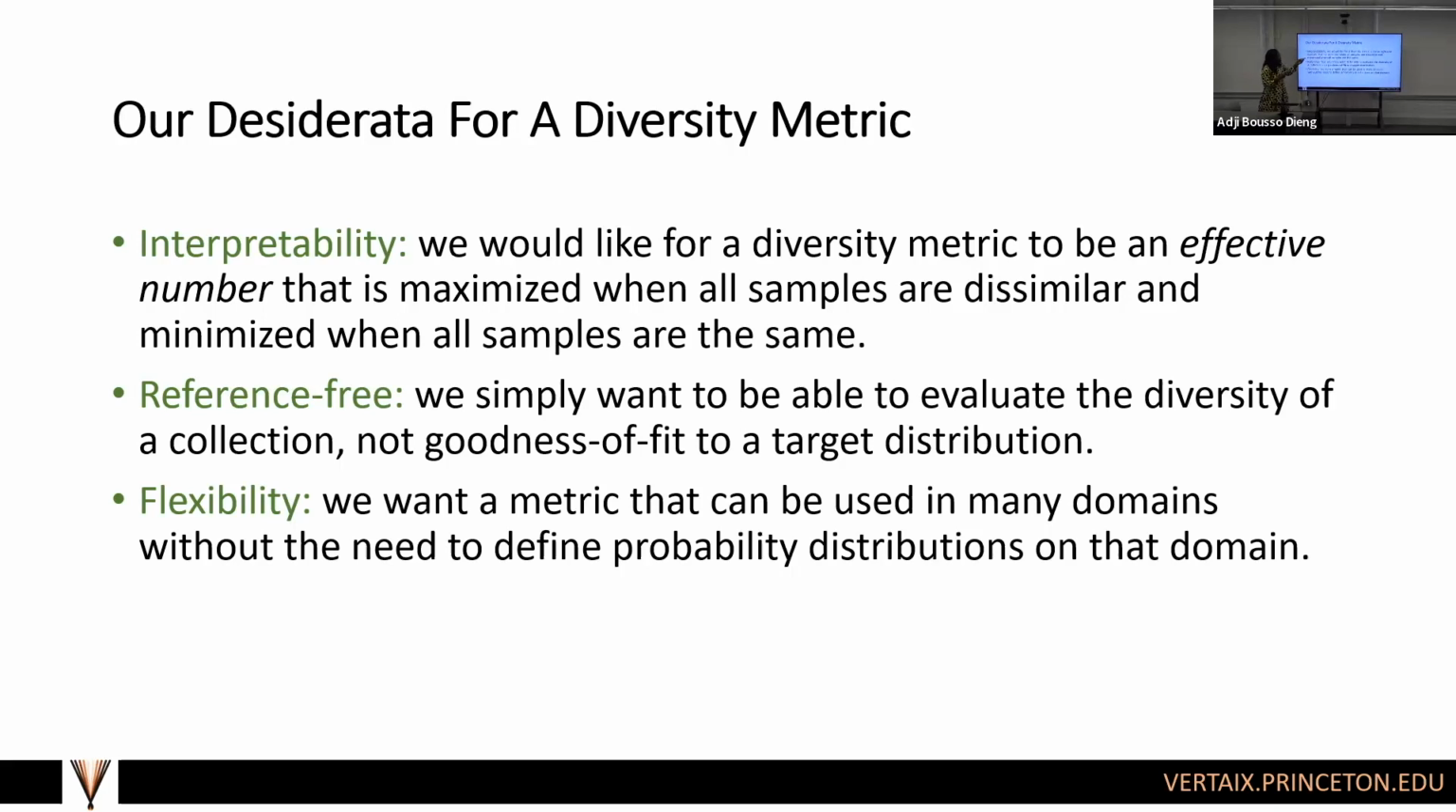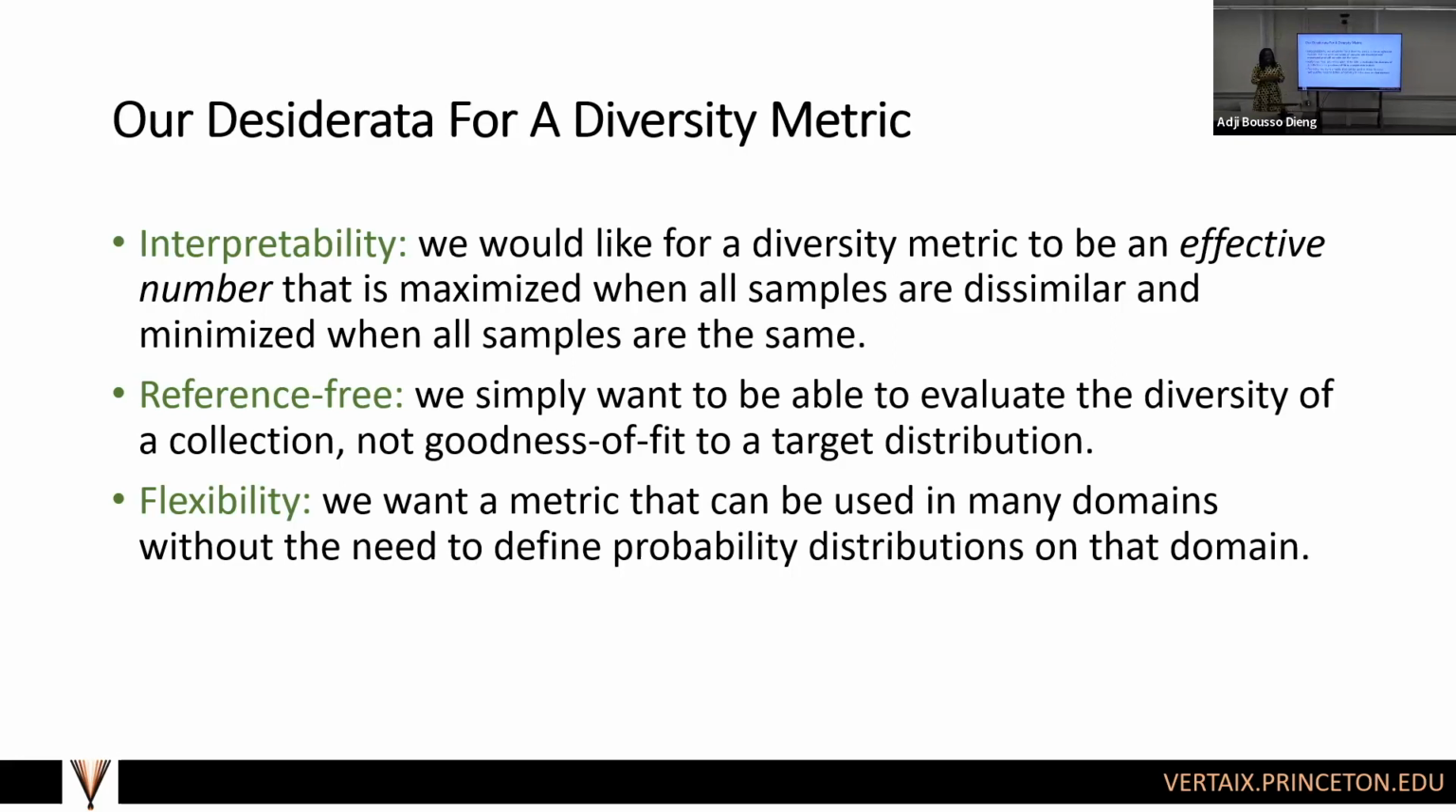We want it to be maximized when all the samples are dissimilar. So I give you a collection. We want the diversity metric to be maximized when all the elements in the collection are very different from each other. And we want it to be minimized when all the elements in the collection are the same.